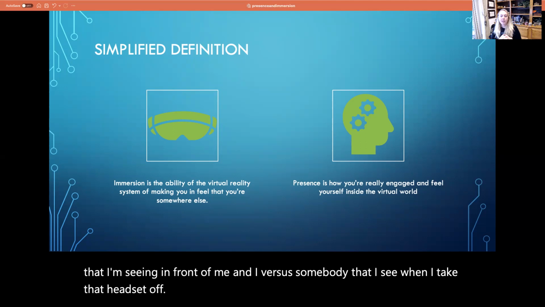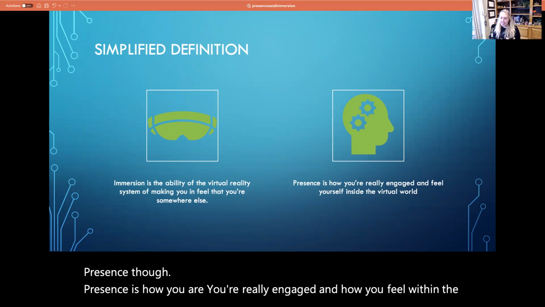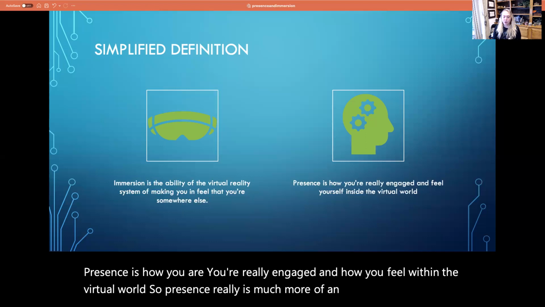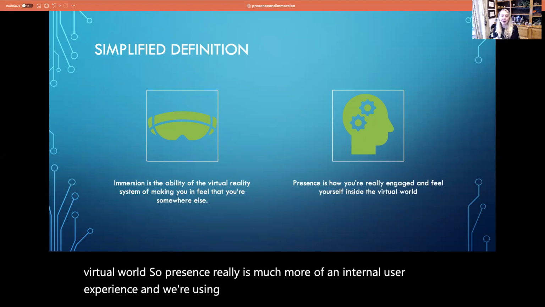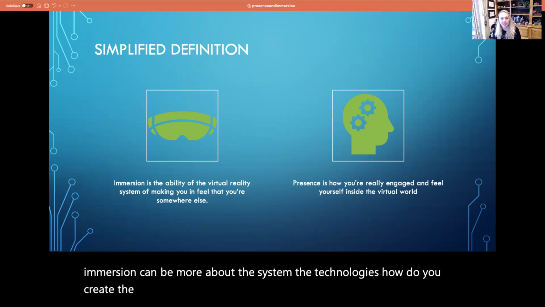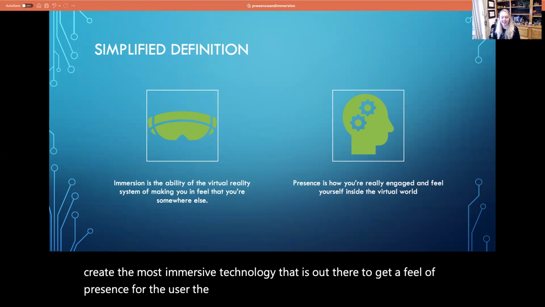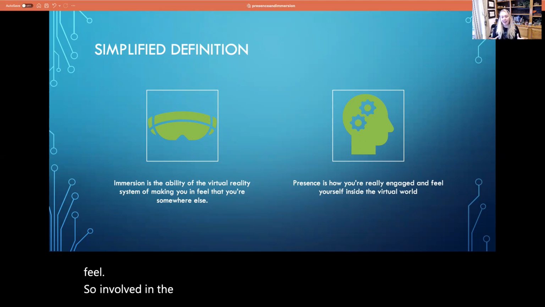Presence, though, is how you're really engaged and how you feel within the virtual world. So presence really is much more of an internal user experience. And we're using immersion a lot of times to create presence. So immersion can be more about the system, the technologies. How do you create the most immersive technology that is out there to get a feel of presence for the user? The goal of presence is the idea of making somebody feel so involved in the virtual world that they almost can't tell.